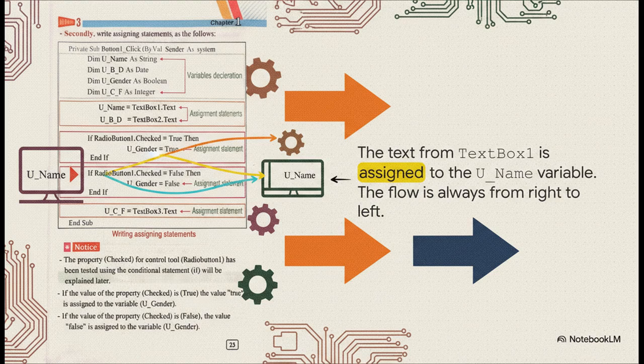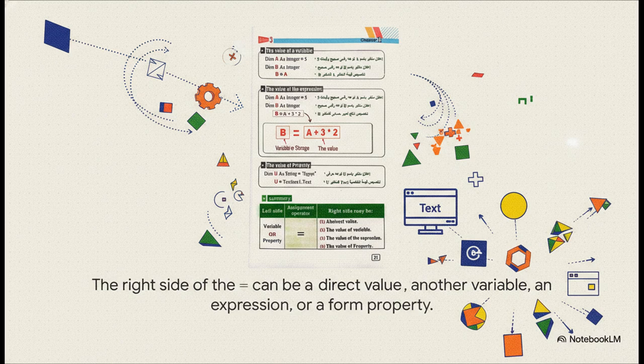Here's what that's telling the computer. Go find that control on the screen named textbox1, get the text property out of it, and then assign that value to my u_name variable. The data flows from right to left. And what's really powerful is what you can put on the right side of that equal sign. It can be a direct value, like the number 5. It can be the value from another variable. It can be the result of a math problem, or, like we just saw, a value you grab directly from the user interface. It's incredibly flexible.